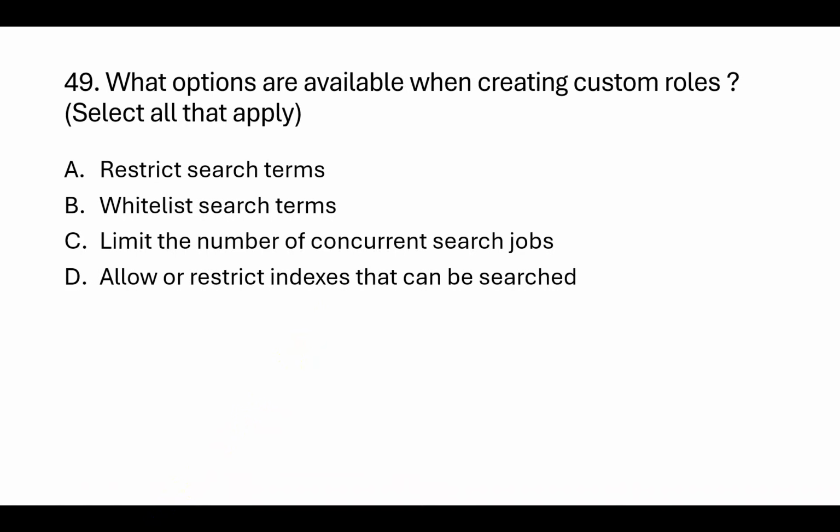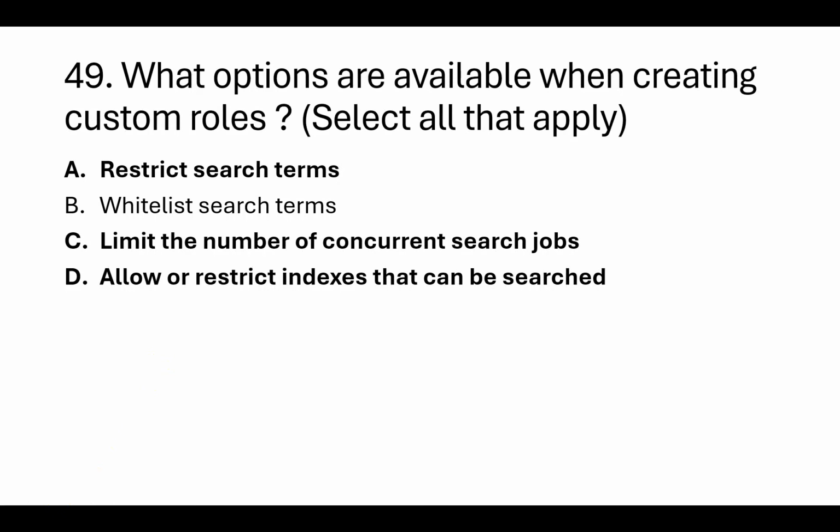Question number 49. What options are available when creating a custom role? Select all that apply. Option A, restrict search terms. Option B, whitelist search terms. Option C, limit the number of concurrent search jobs. Option D, allow or restrict indexes that can be searched. And the answers are option A, restrict search terms, option C, limit the number of concurrent search jobs, and option D, allow or restrict indexes that can be searched.